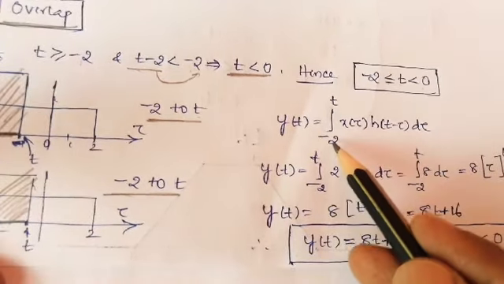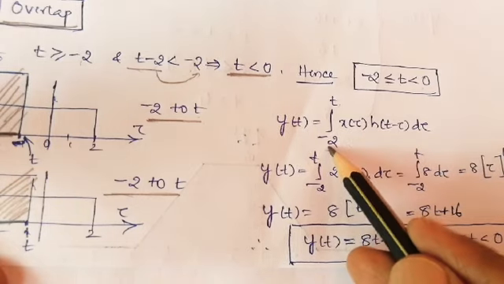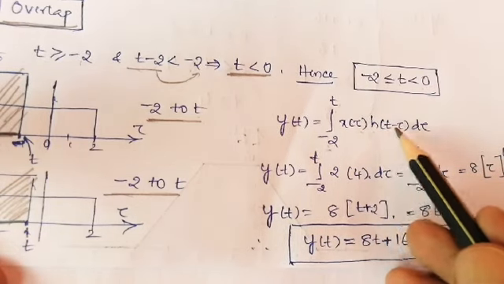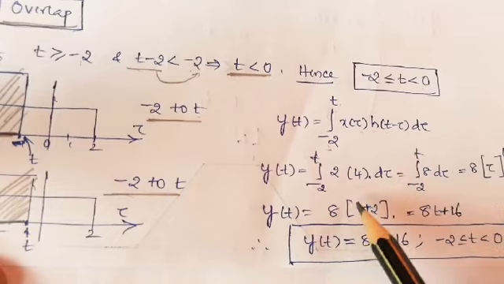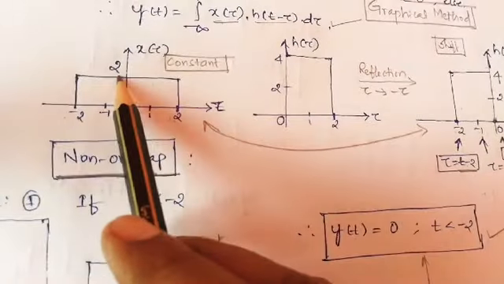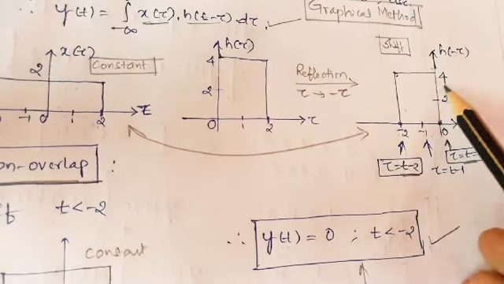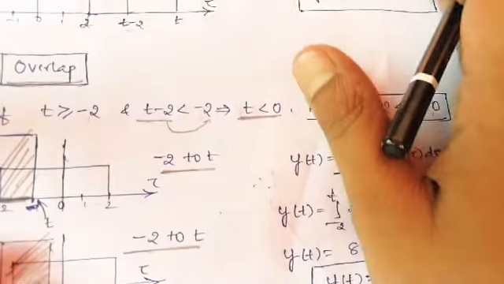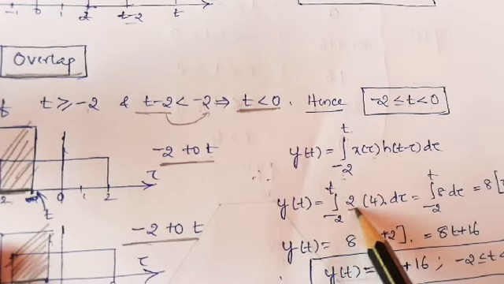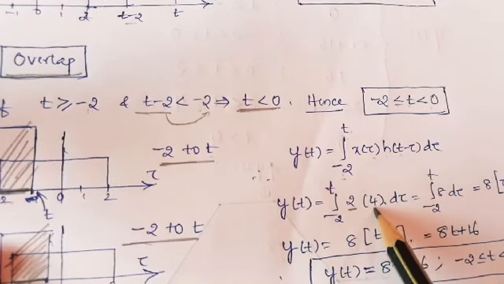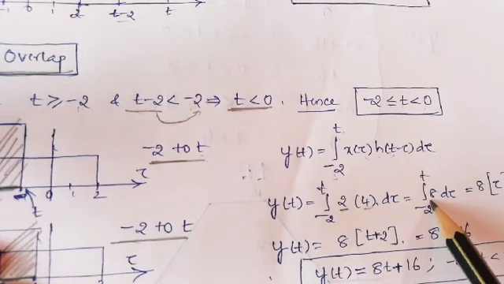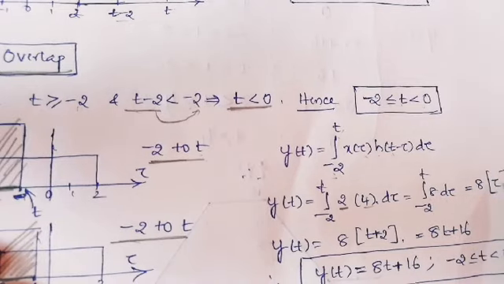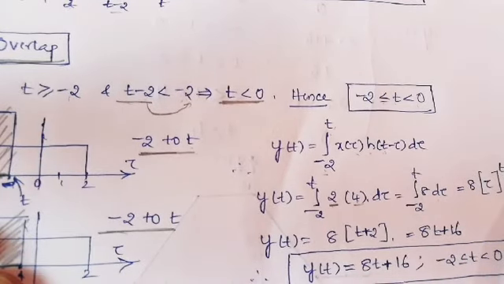Let us substitute here. Instead of writing minus infinity to plus infinity, I will write minus 2 to t, x of tau into h of t minus tau d tau. Let us substitute x of tau as amplitude 2 and h of t minus tau as amplitude 4. So 2 into 4 is 8 d tau. I will take it outside. Integration of a constant is tau. Limits are t and minus 2.